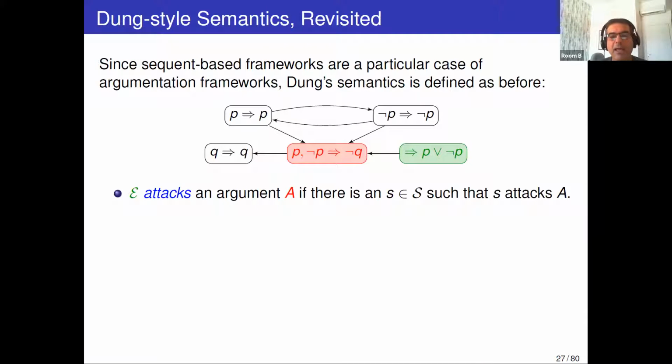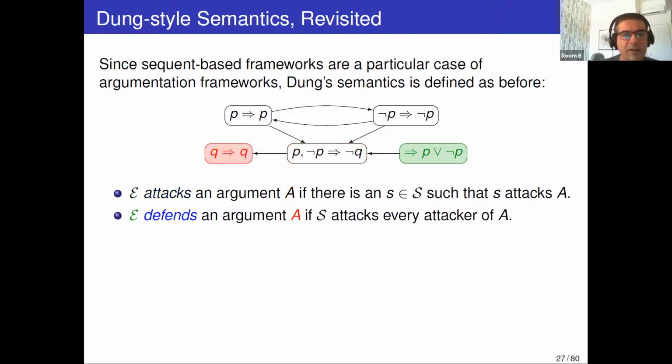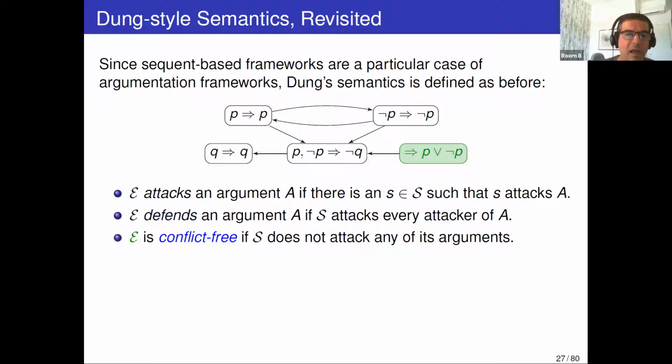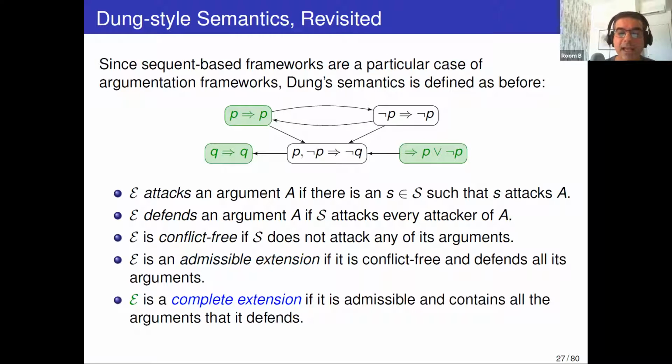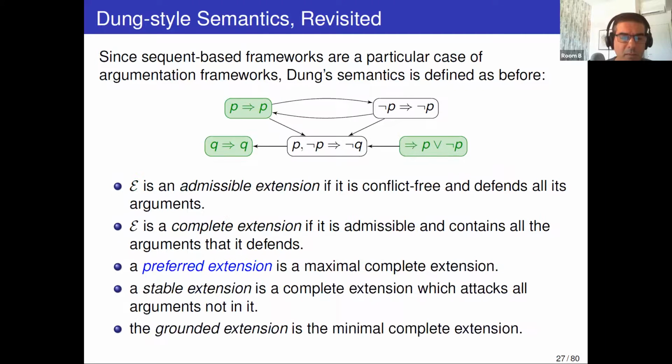So again, we can apply here the usual Dung semantics. We have the notion of attack, as I defined previously. Defense: if any attacker is counterattacked by the set. Conflict-freeness: no attack between the arguments of the same set. Admissibility means that the set is conflict-free and defends all its arguments. Completeness: an admissible set which defends exactly all its arguments.